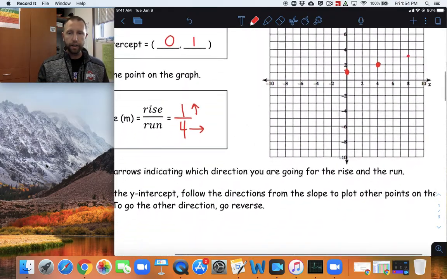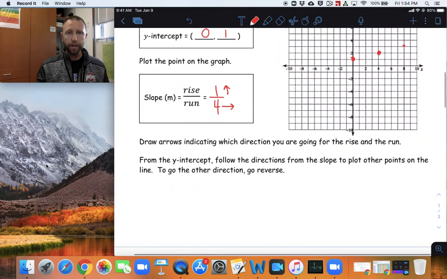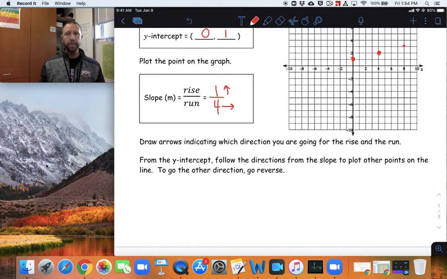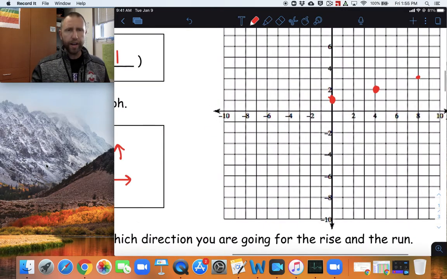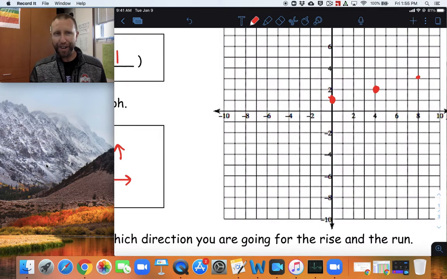If you read the directions down here for all of our steps to graph, it says, from the y-intercept, follow directions from the slope to plot other points on the line. We did that. To go the other direction, go reverse. So go back to your beginning point, and instead of going up 1, go down 1. Instead of going to the right 4, go to the left 4. And look how this works for us. If I go down 1 and to the left 4, that puts a point right here.